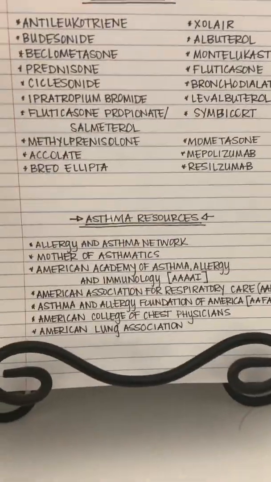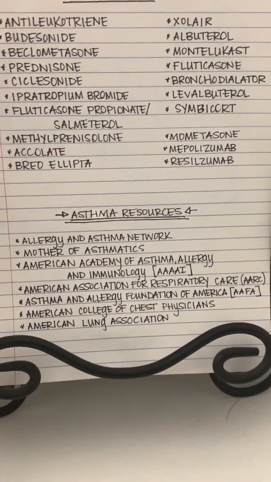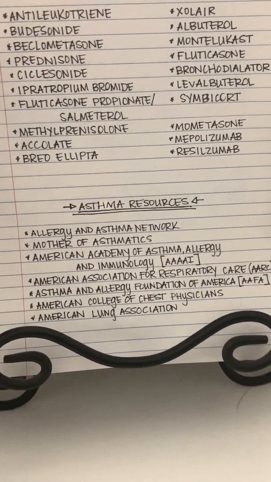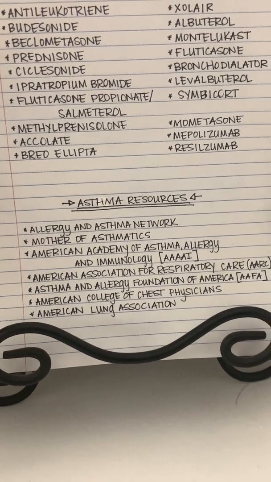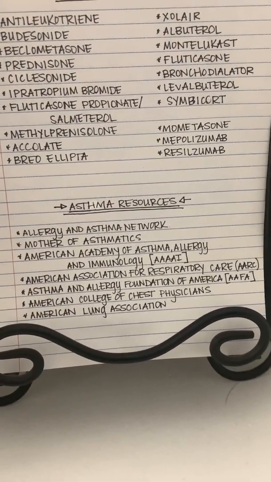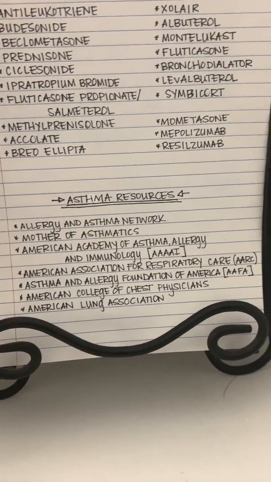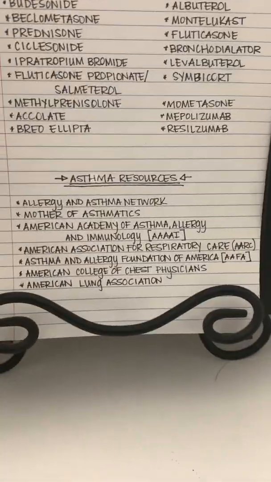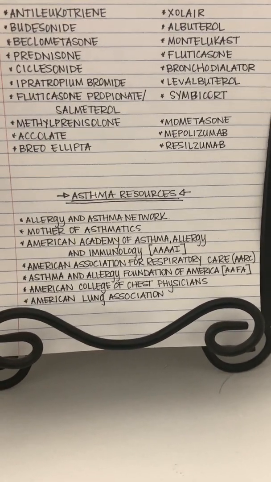And then lastly, there are various resources that are available for people who are affected by asthma. So again, on the bottom of this paper, I did list several different asthma resources that are available. So there's the Allergy and Asthma Network, Mothers of Asthmatics, the American Academy of Asthma, Allergy, and Immunology, American Association for Respiratory Care, Asthma and Allergy Foundation of America, American College of Chest Physicians, the American Lung Association, just to name a few. And on all these different resources, there's different support groups that can be listed, education resources, and in general, just what to do if you or your child becomes diagnosed with asthma.